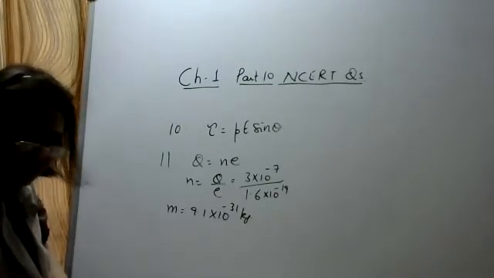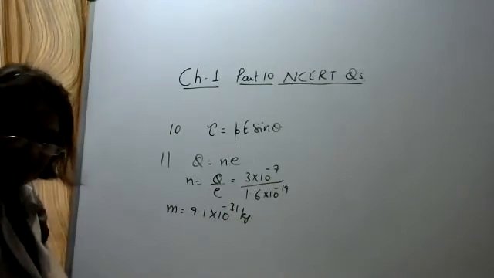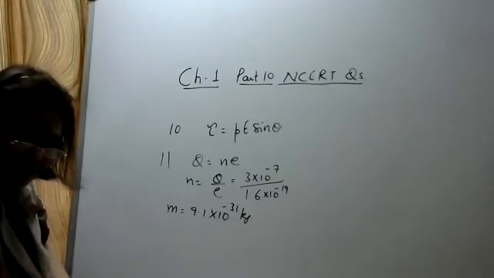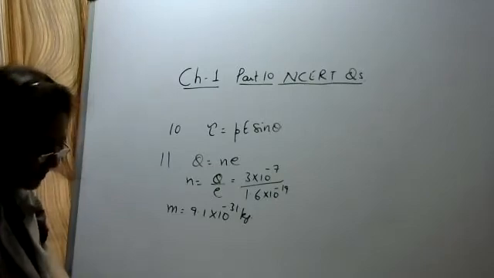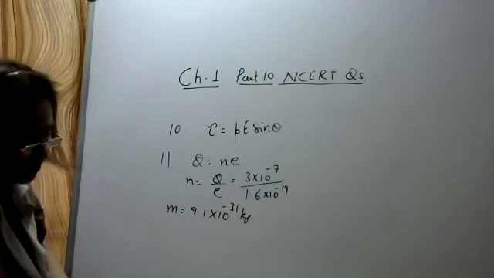Q1 and Q2 both are equal, 6.5 into 10 raised to power minus 7, and the distance between them is 50 centimeters, which you will convert to meters: 50 into 10 raised to the power minus 2 meter. Okay, so the force will be equal to KQ1 Q2 upon R square.